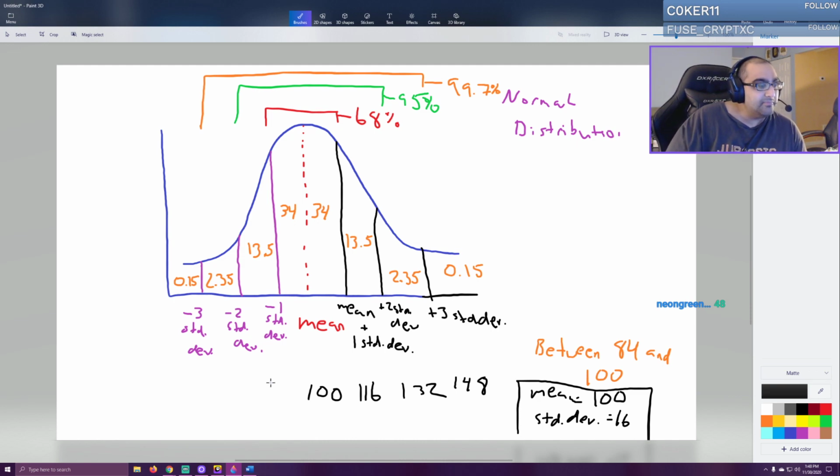All right, we got 100 minus 16. Let's do it. Apparently this is tough, so we'll come back after 5 minutes. At least I hope not.